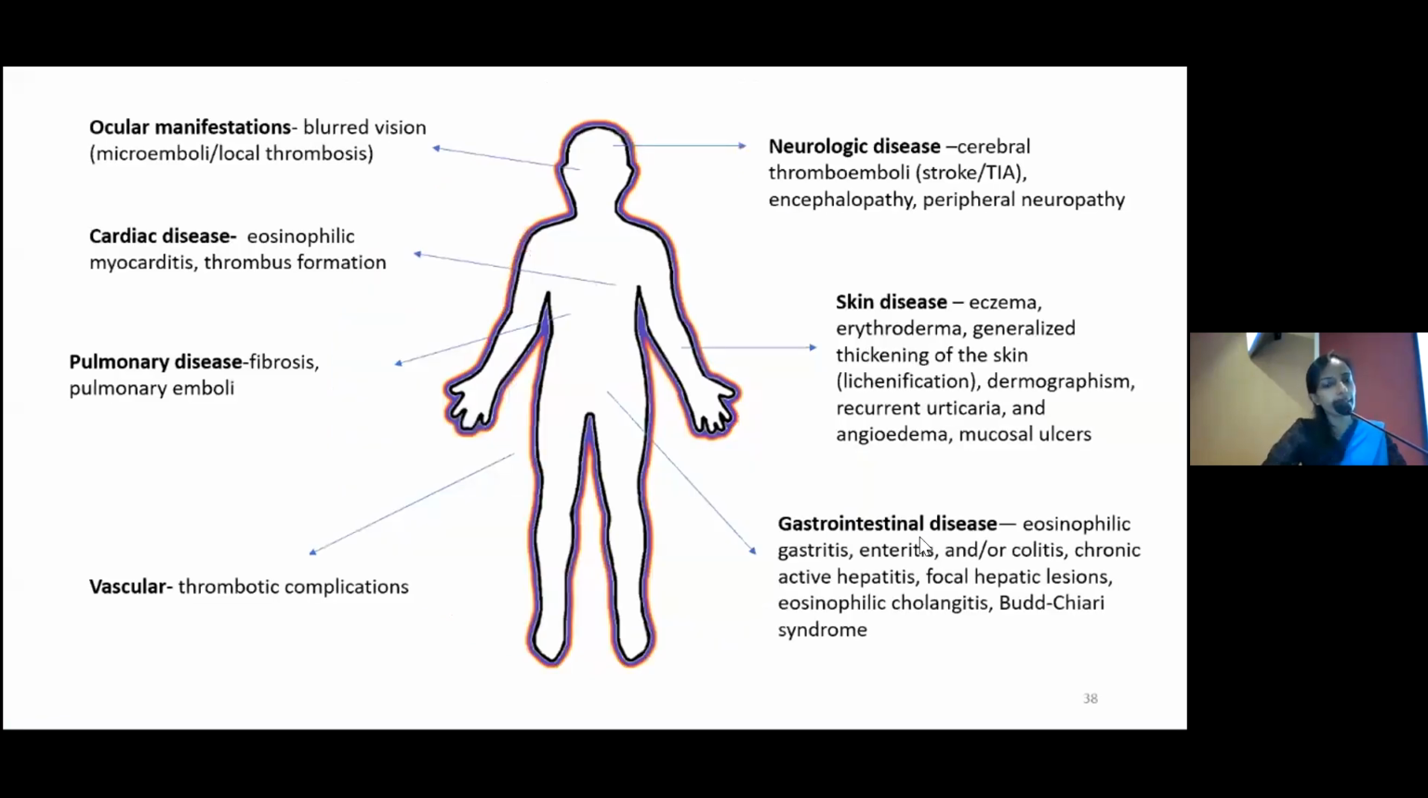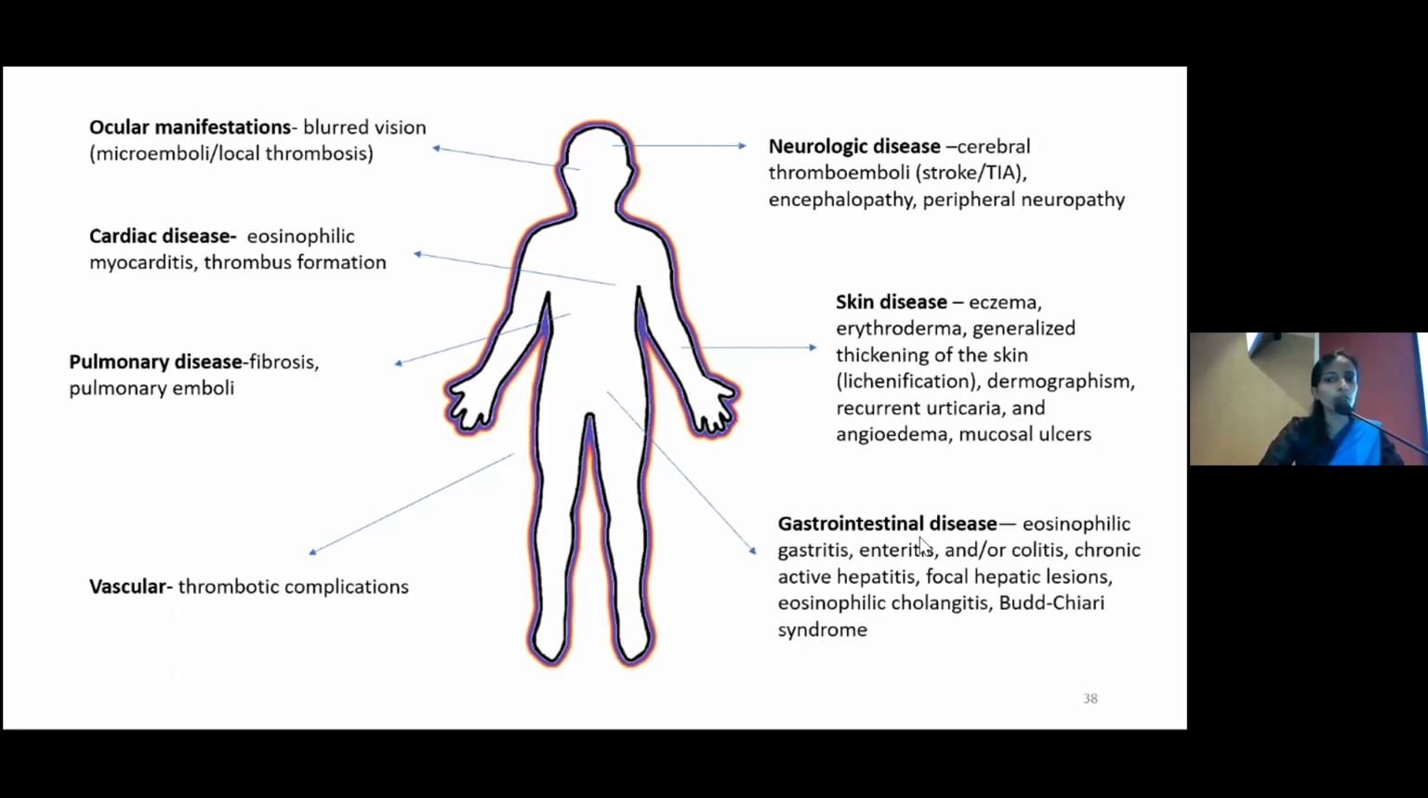So as you can see in this picture, hypereosinophilic syndrome can affect almost all the organs of the body. Ocular manifestations result from microemboli and local thrombosis causing blurred vision. Cardiac disease can vary from myocarditis to thrombus formation. Pulmonary disease involves fibrosis and pulmonary emboli. It can affect the vasculature leading to thrombotic complications.